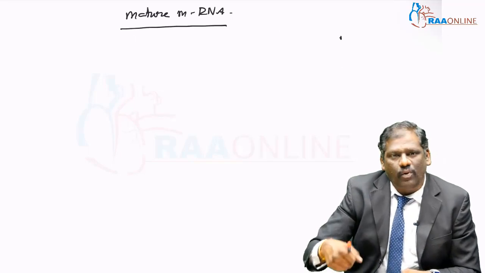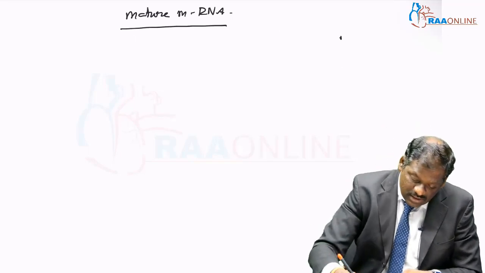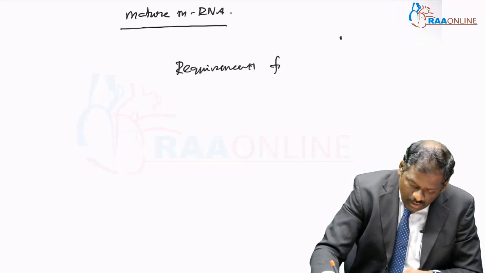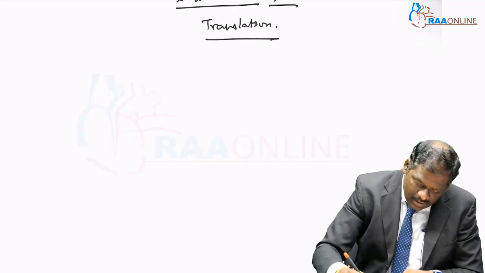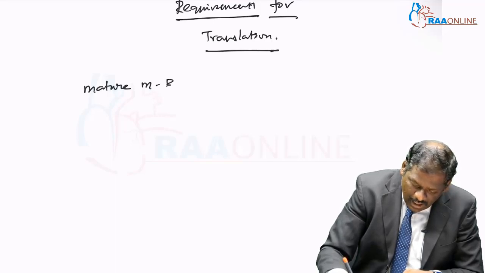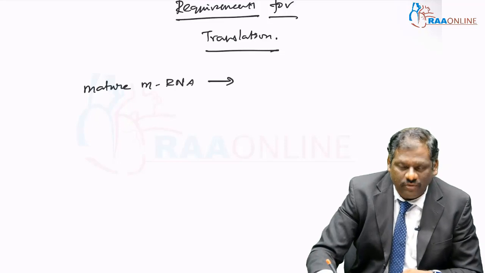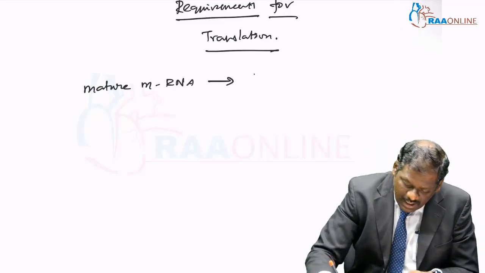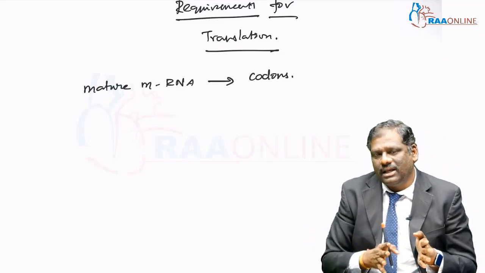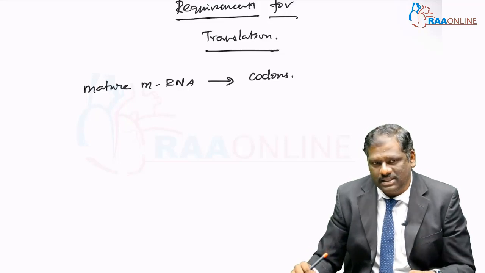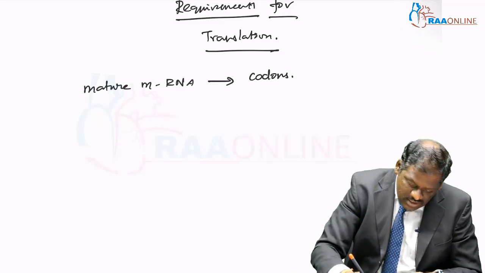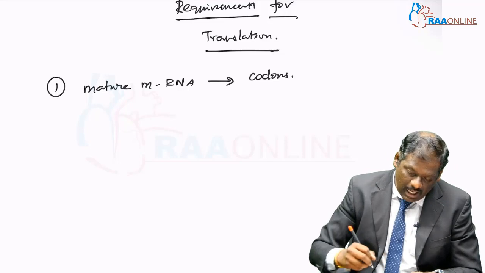Now let us see what the requirements for translation are. The first requirement is obviously your mature messenger RNA, which is the end product of transcription. Why do you want a mature messenger RNA? It has the codons. You need these codons for translating into specific amino acids, and these amino acids in a specific sequence will form a protein. So the first requirement is your mature messenger RNA.